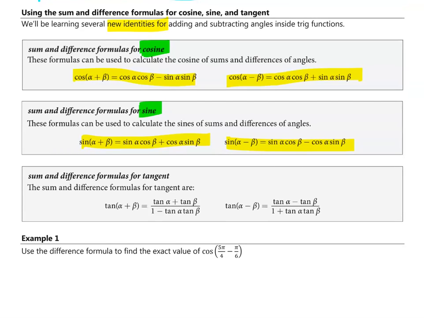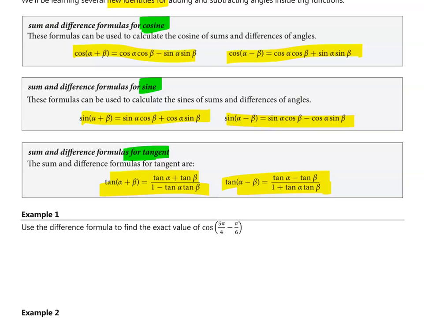And the last one, sum and difference for tangent. And we have this tangent of alpha plus beta is equal to tangent alpha plus tangent beta over 1 minus tangent alpha tangent beta. And same thing with tangent of alpha minus beta is tangent alpha minus tangent beta all over 1 plus tangent alpha tangent beta.